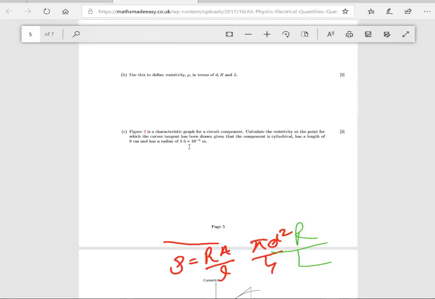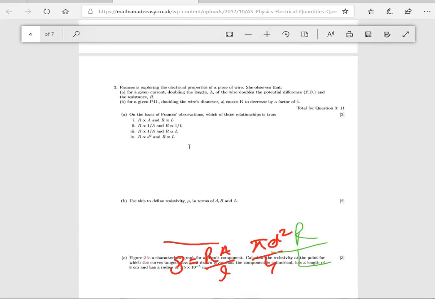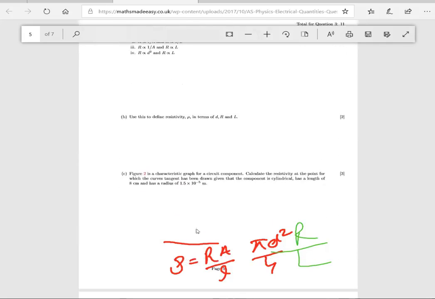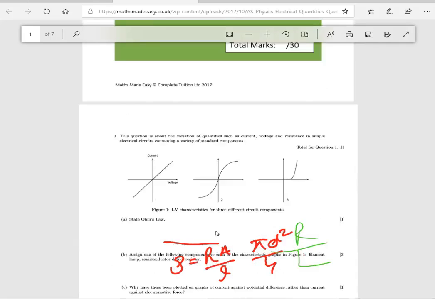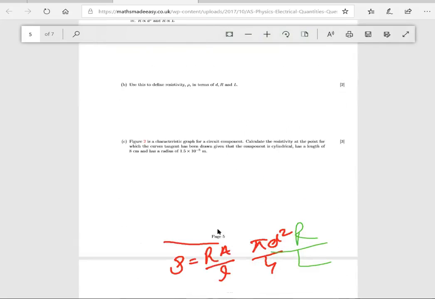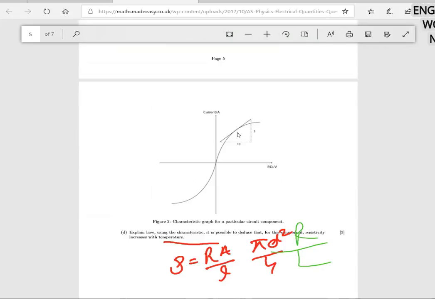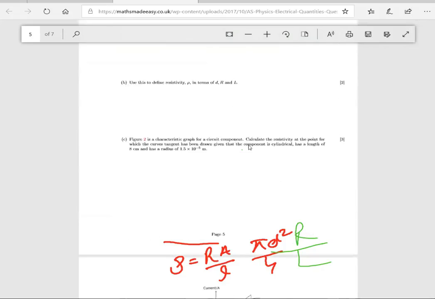You need to find the resistivity for a wire whose length is given to you, radius is given to you. It is too easy. You need to find the resistivity. Area is also given to you and L is also given to you. And R you can get from figure 2. Where is figure 2? Yes, this is figure 2. So you can get R from this. That will be equal to 5. Oh, okay, got it. That's easy. Next question.